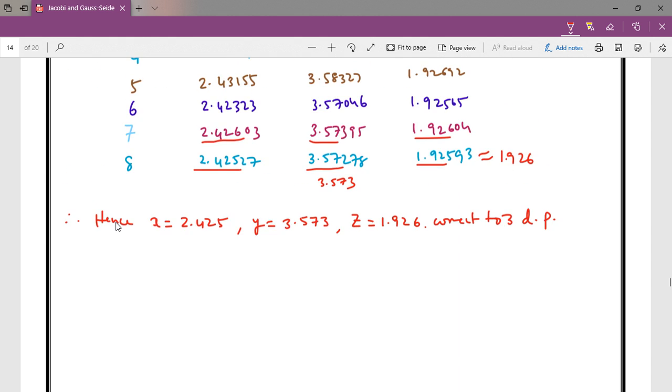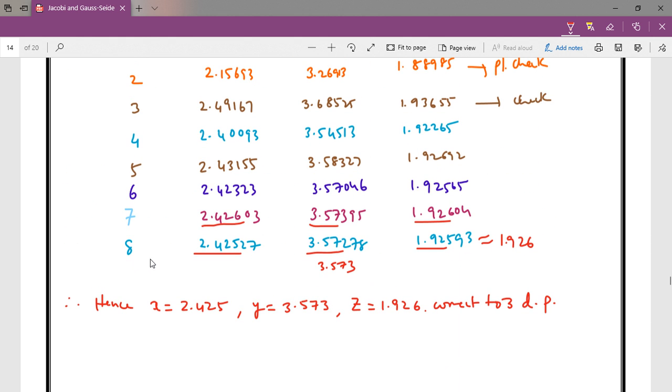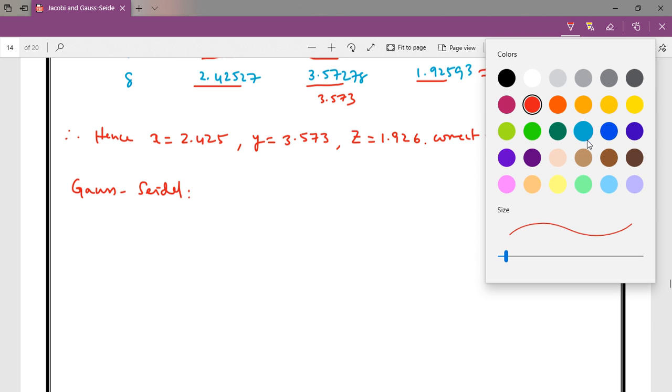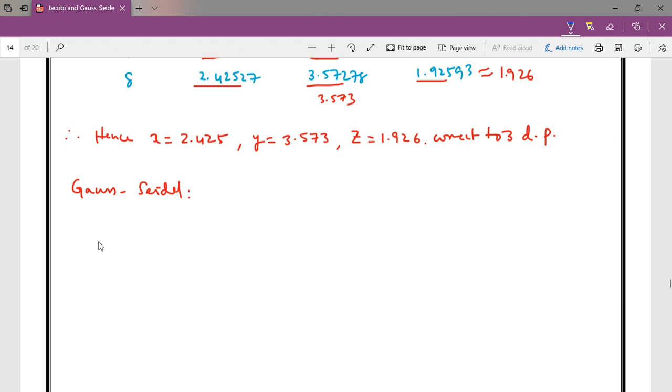For Gauss-Seidel also, we will be having the same iteration table, but there will be fewer steps, so that we can carry out, I think. So by Gauss-Seidel, okay, please carry out this by Gauss-Seidel. So we will be having the iteration table. Again, the first iteration, the x values, y values, and z values.